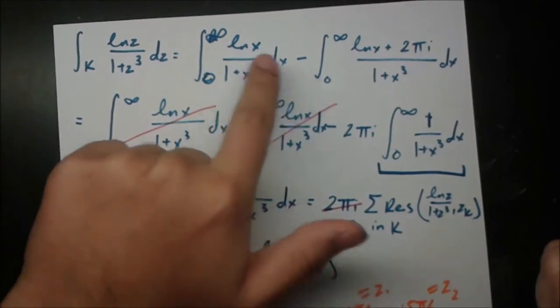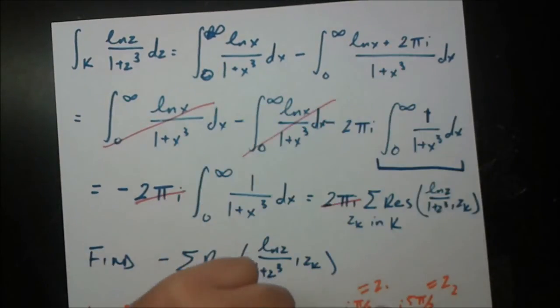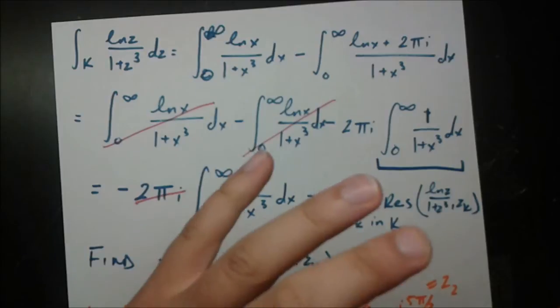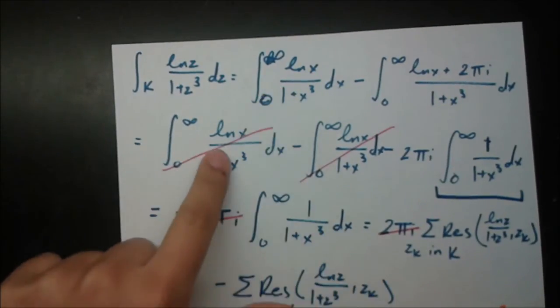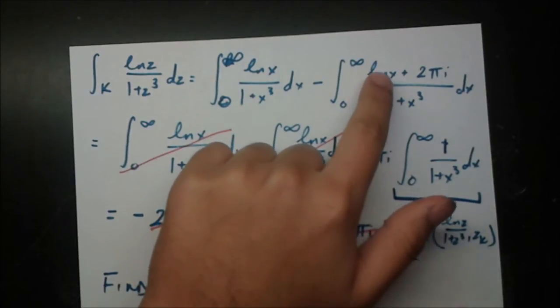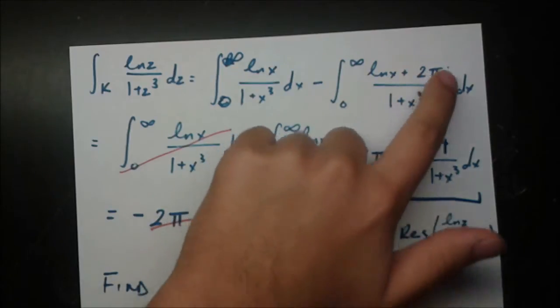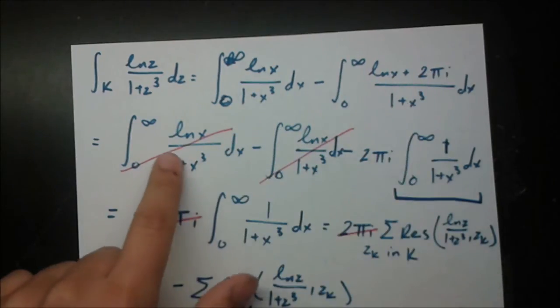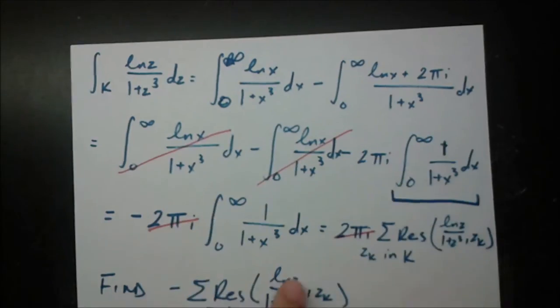Now notice something. These integrals look almost the same, right? The only difference is that this has a ln x plus 2 pi i. But because of how integrals work, we can take that out. So we have this integral right here, written word for word. And I've split this integral into 2 parts: one part has integrand ln x over 1 plus x cubed, and the other part has integrand 2 pi i over 1 plus x cubed. So I have this minus that. And the 2 pi i is a constant, so I took it out.